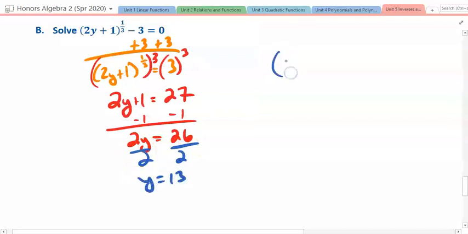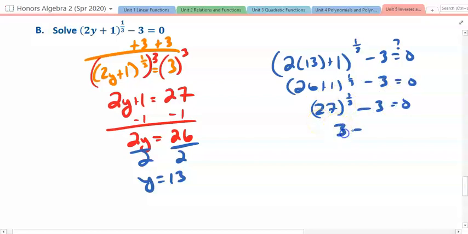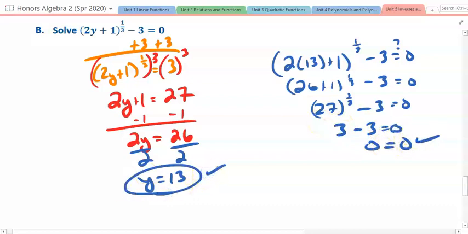And so we check that answer. Is (2 times 13 plus 1) to the 1/3 power, minus 3, equal to 0? 2 times 13 is 26, plus the 1 gives us 27 to the 1/3, minus the 3, still equal to 0. What is the cube root of 27? That is 3, minus the 3, and that does give us 0. It does check out, so y is equal to 13.